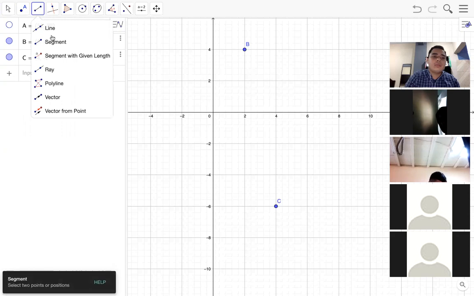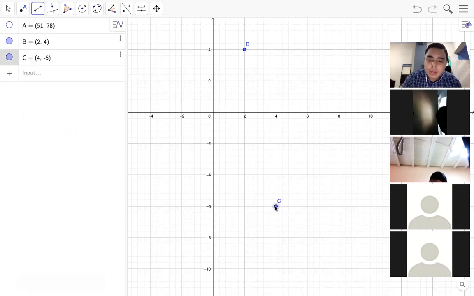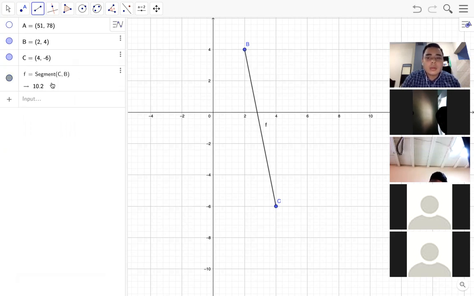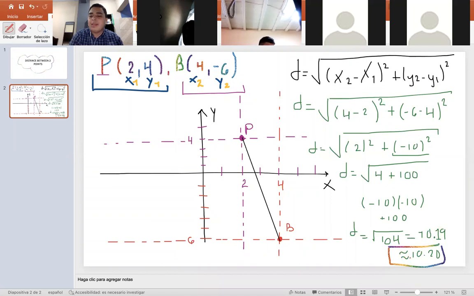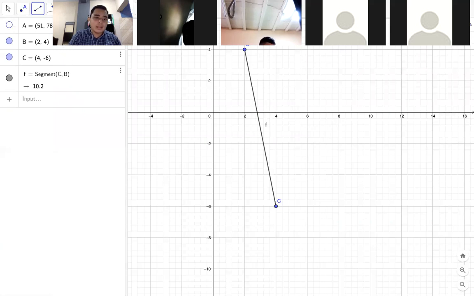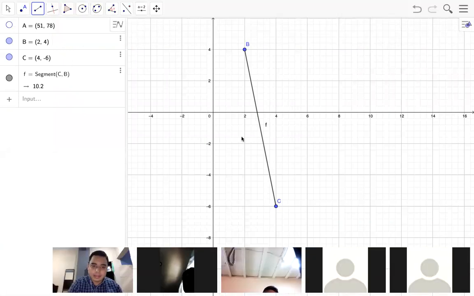Now, what if I use the software GeoGebra and I want to calculate the distance between those 2 points? Well, I will draw a segment from here to here, and look. Aurora, can you please read the number that it says? 10.2. Yes, 10.2, that is exactly the same that we have here. So we are completely correct, guys. The distance between point B and point C is 10.2.